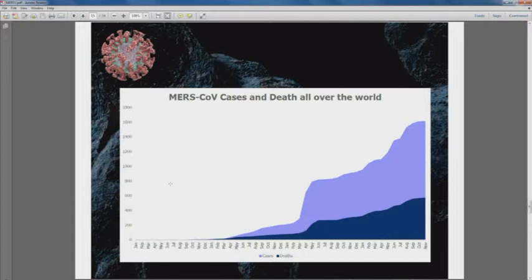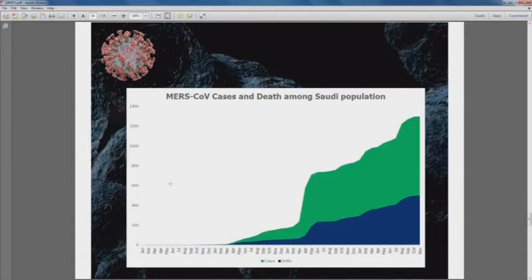This graph shows the accumulations of the MERS coronavirus cases all over the world between 2012 and 2015. And this graph shows the accumulations of the MERS cases and deaths among Saudi Arabian populations, also between 2012, 13, 14, and till the end of November 2015.